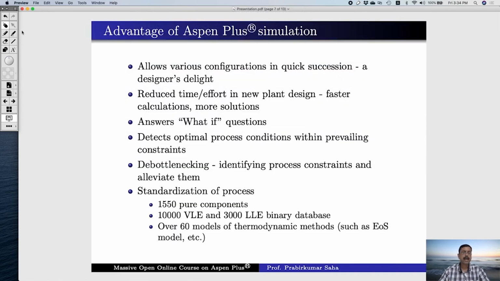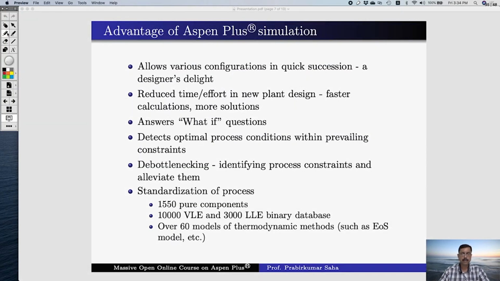And these are the advantages of Aspen Plus simulation. It allows various configurations in quick succession, which is a designer's delight. Just a few minutes back I explained how blocks can be taken out of the flow sheet and how a new block can be inserted. So the designer doesn't have to pick and choose the equations out of the computer code. He has to just delete certain models or add certain models, and everything is menu driven. So it can be done very quickly, and the simulation also can be done very quickly.